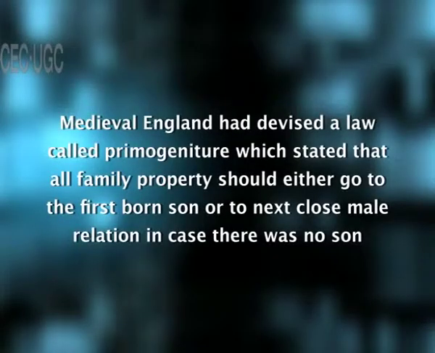Medieval England had devised a law called primogeniture, which stated that all family property should either go to the firstborn son or to the next close male relation in case there was no son, thus depriving women of property rights. Their status was determined by their marriages. This law made medieval England rigid, and shifting from one social class to another was impossible. Hence, medieval England observed a closed class system of stratification.